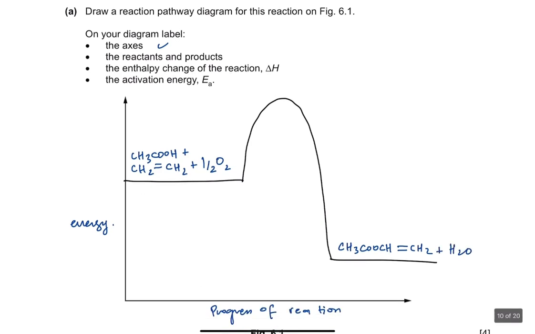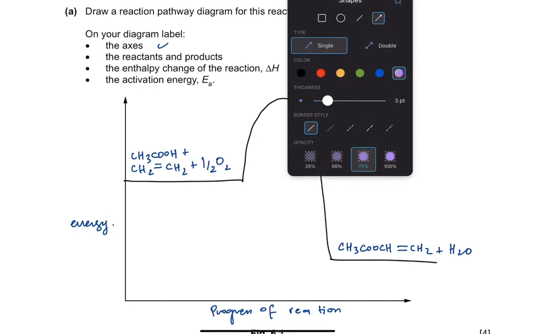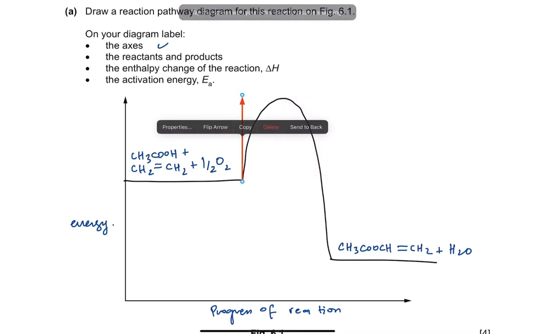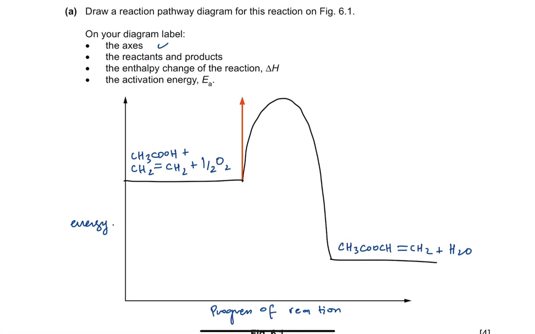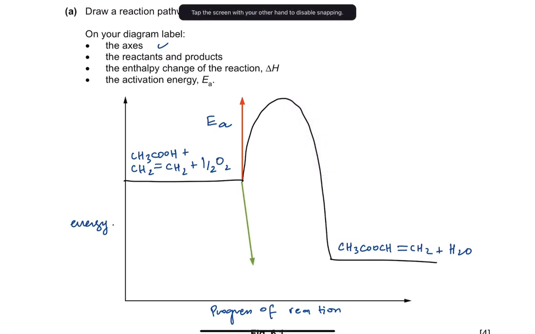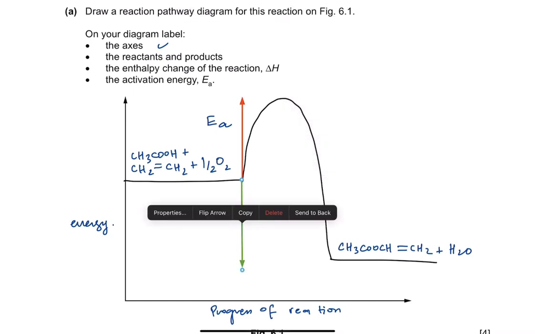I will have to label my enthalpy change. So let me pick a better color arrow. This is the activation energy, by the way. So this is my activation energy, and my enthalpy change is going to be downwards. So enthalpy change is going to be like this, and I will label it delta H.